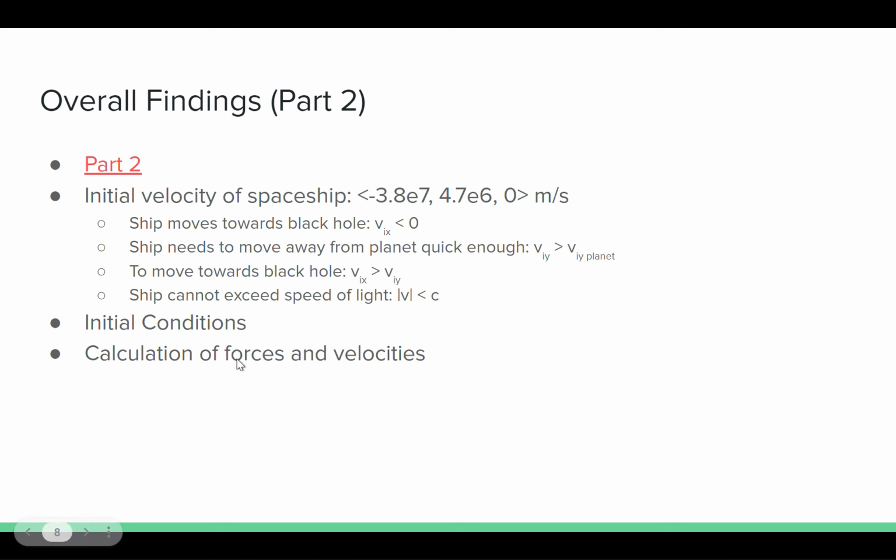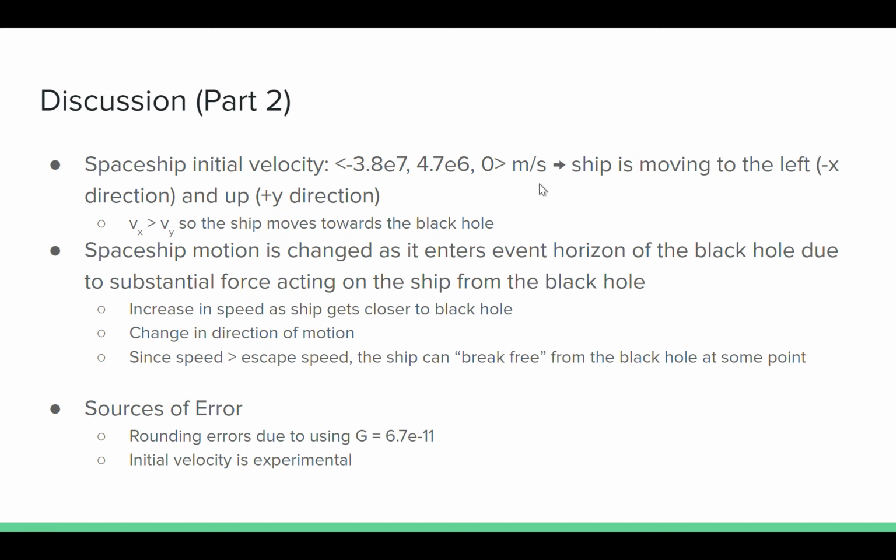The calculation of forces and velocities were shown in the lab. The spaceship initial velocity means that the ship is moving towards the left in the negative x direction and up in the positive y direction. The spaceship motion is changing as it enters the event horizon of the black hole due to the substantial force acting on the ship from the black hole. This means that the ship's speed increases as it gets closer to the black hole, and there's a change in the direction of motion. And since the speed of the spaceship is greater than the escape speed needed to escape the system, the ship can break free from the black hole at some point.